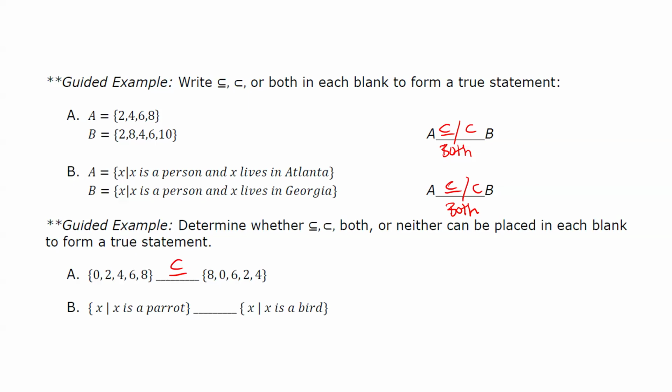And B, the first set is all x values such that x is a parrot. And the second one is all x values such that x is a bird. Now, are parrots birds? Yes. Therefore, it's a subset. Do parrots equal birds? Well, there are many different types of birds. So it is a proper subset as well. So it would be both subset and proper subset. Awesome.